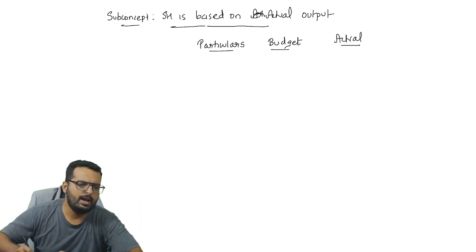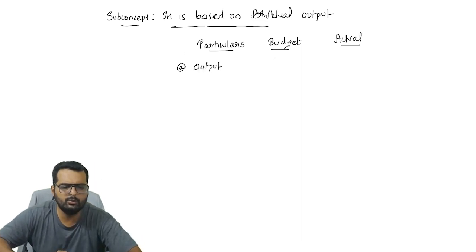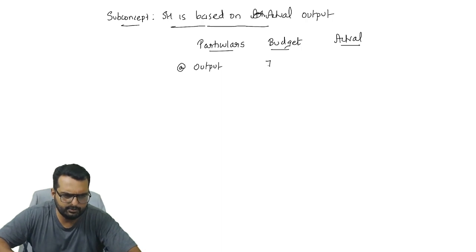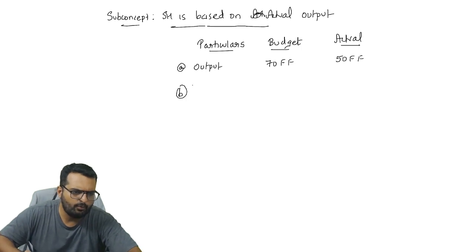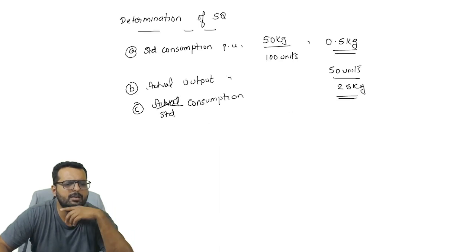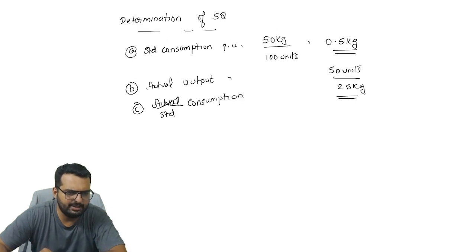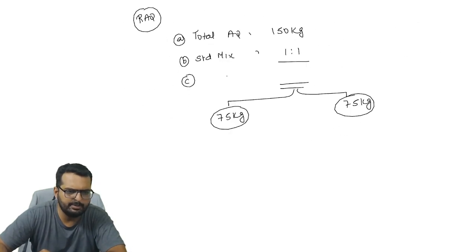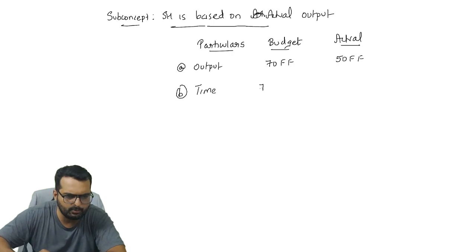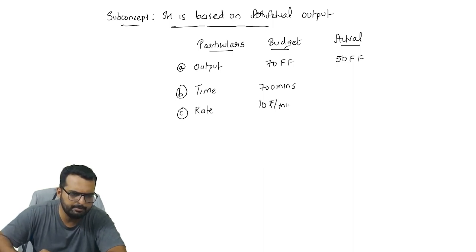Budget, actual. All right. Now, let us assume the output is turning out to be, we were talking about fish fry, right? So 70 fish fries, but here this fellow has made only 50 fish fries. What was the standard time for fish fry, friends? In our example, I think we took it as 10 minutes, right? If it's 10 minutes, can you tell me if you are making 70, how many minutes will be required? 700 minutes. And I think the rate that we decided was 10 rupees per minute.